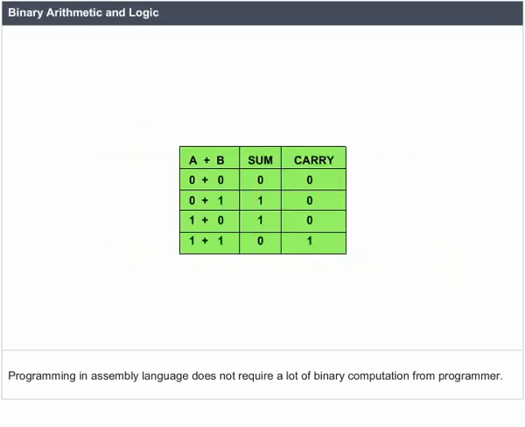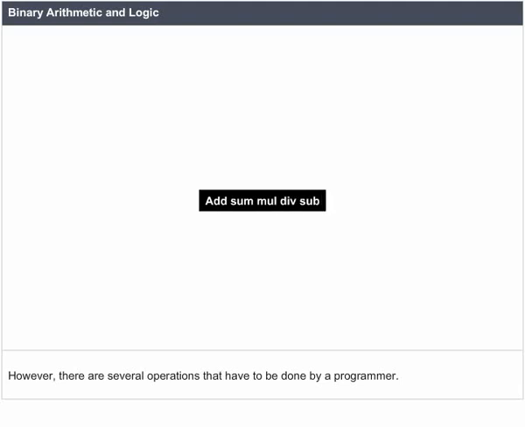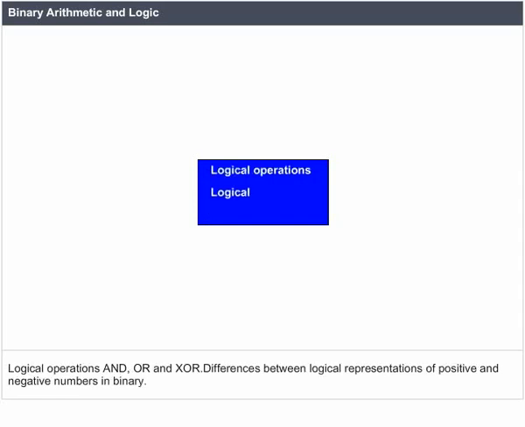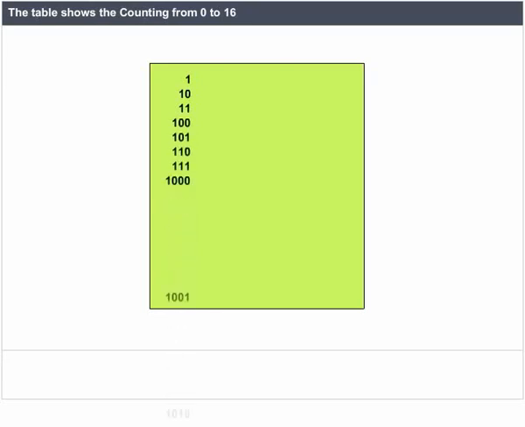Binary arithmetic and logic. Programming in assembly language does not require a lot of binary computation from the programmer. However, there are several operations that have to be done by a programmer. These operations are counting from 0 to 16 in binary, converting values into binary, hexadecimal, and decimal, logical operations AND, OR, and XOR, and differences between logical representations of positive and negative numbers in binary. The table shows the counting from 0 to 16.